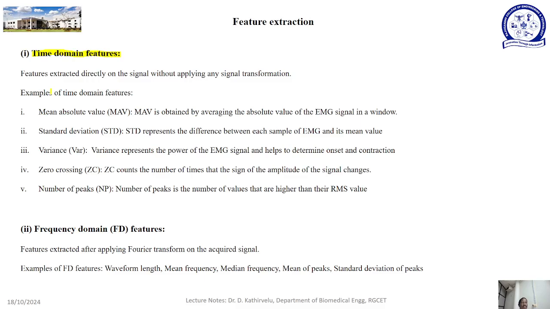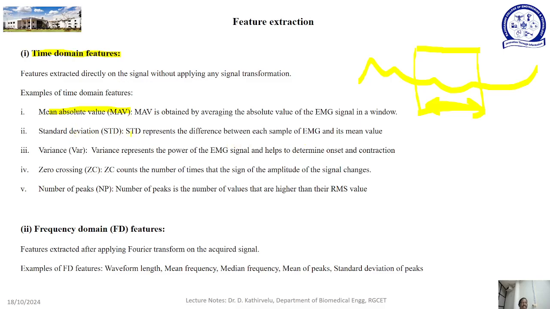What are the common time domain features that are available? The first one is mean absolute value. For mean absolute value, you select a fixed window for some time duration on the EMG wave. In that window, you calculate the average value of the signal. That is the mean absolute value.